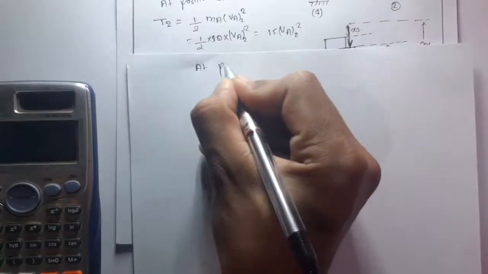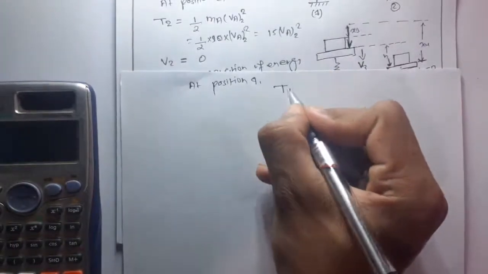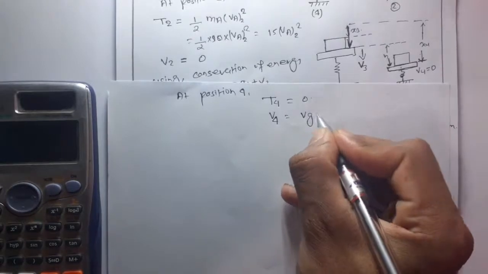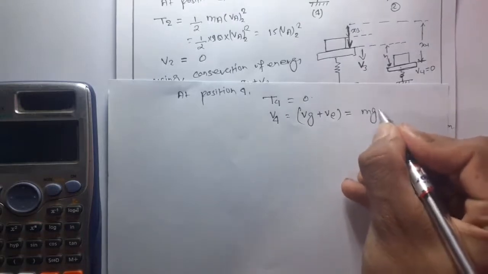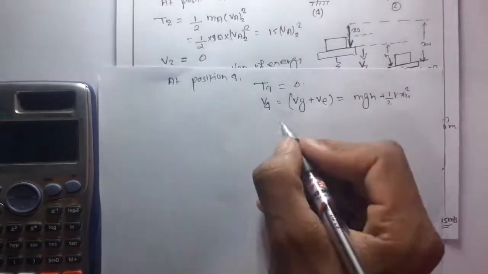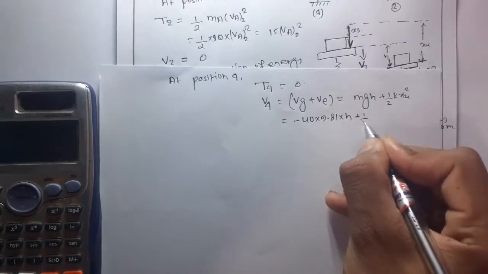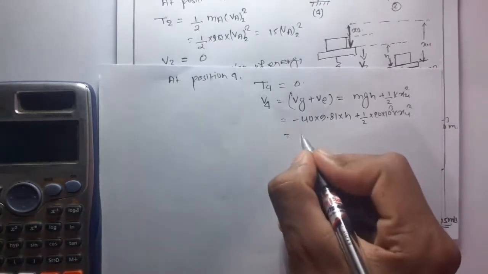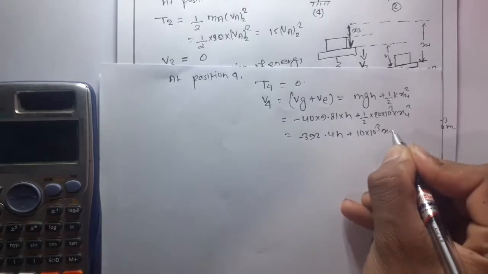Now at position 4, we know v4 is 0, so kinetic energy T4 is 0 and potential energy V4 is potential energy due to height and potential energy due to elongation. So this is minus mgh plus 1 by 2 k x4 square. So this is minus 40 into 9.81 into h plus 1 by 2 into 20 into 10 to the power 3 into x4 square. So this is minus 392.4 h plus 10 into 10 to the power 3 x4 square.